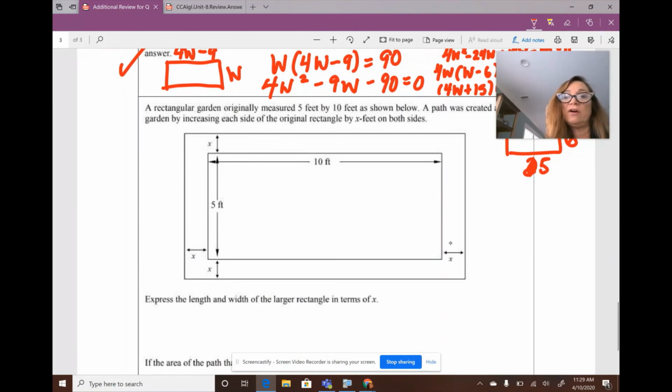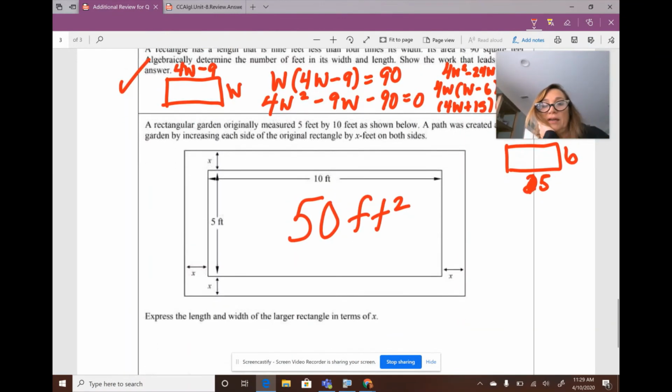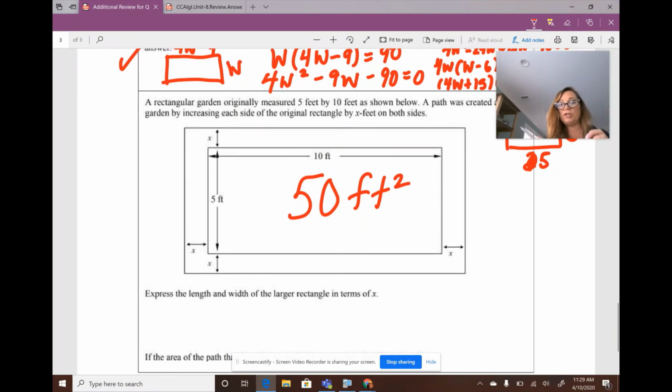All right, a rectangular garden originally measured 5 feet by 10 feet. So that means that this is an area of 50 feet squared. A path was created around the garden. Picture almost like a picture frame where you have an equal border all the way around, or like margins on a paper. The margins on the paper are equal on both sides, equal on the top and equal on the bottom. Express the length and the width of the larger rectangle in terms of x.